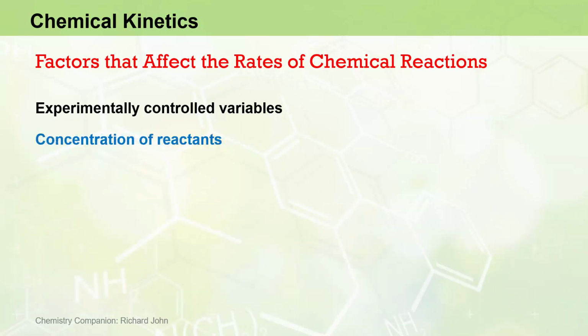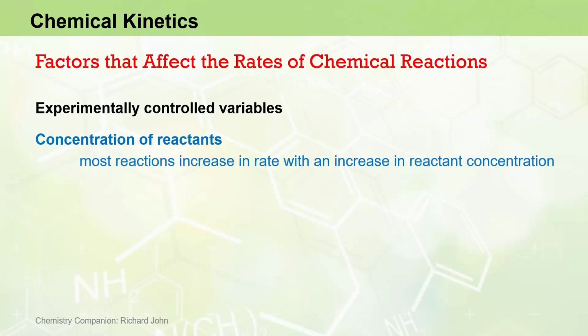The second general experimental variable that we can control is the concentration of reactants. Most chemical reactions, whether homogeneous or heterogeneous, proceed faster if the concentration of one or more of the reactants is increased, and we deal with the quantitative relationship between concentration and rate of reaction in subsequent videos.